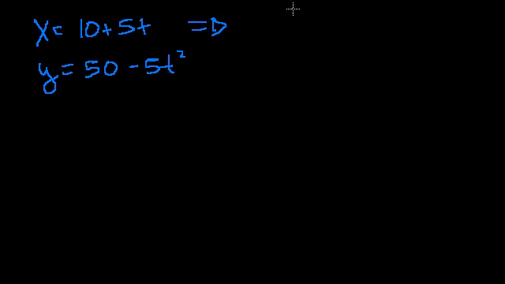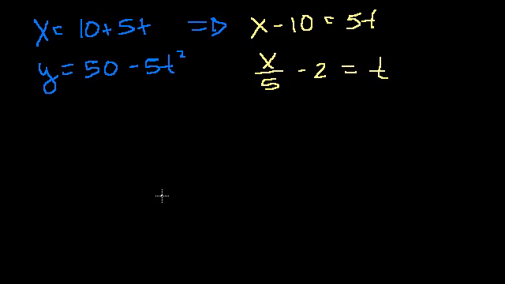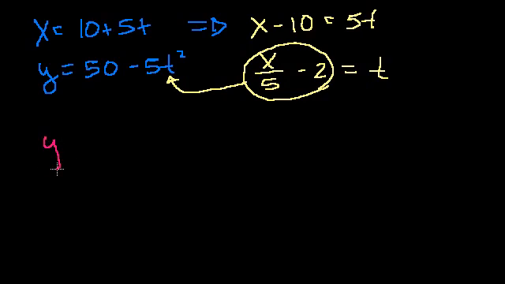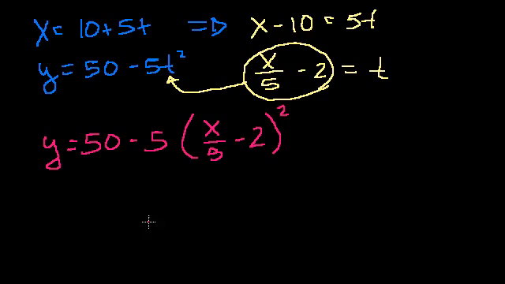So if we want to solve for t, let's subtract 10 from both sides. You get x minus 10 is equal to 5t. Divide both sides by 5. You get x over 5 minus 2, right? 10 divided by 5, is equal to t. And now we can take this and substitute it. This is t, right? So we can take this and substitute it back here for t, because we say this is equal to t. So our equation becomes y is equal to 50 minus 5 times x over 5 minus 2 squared. And let's simplify this.